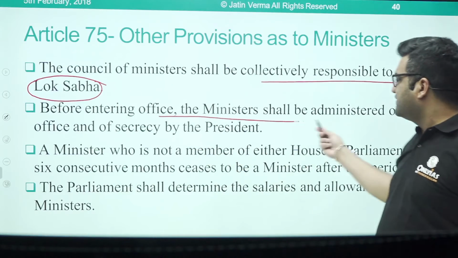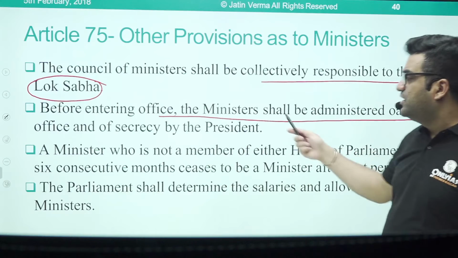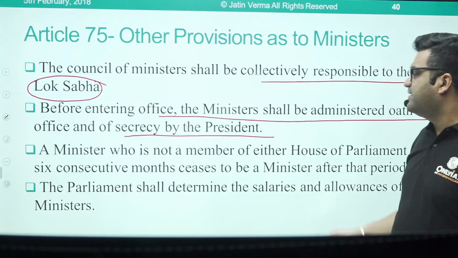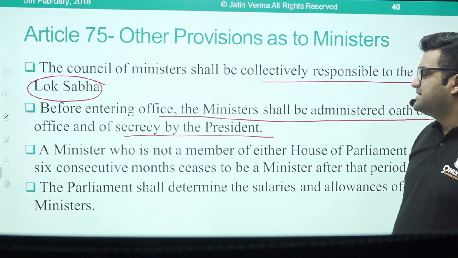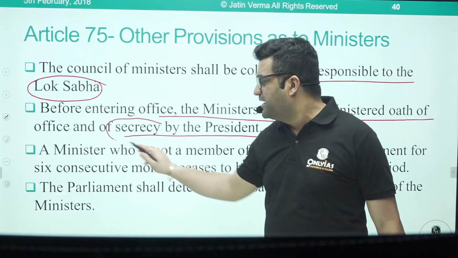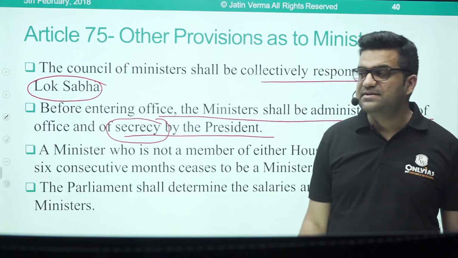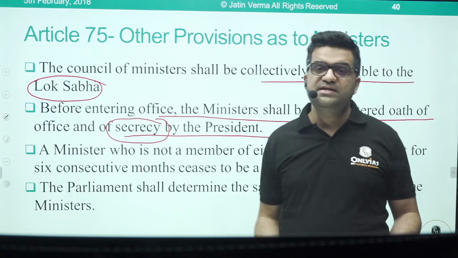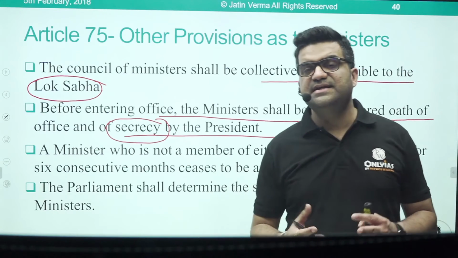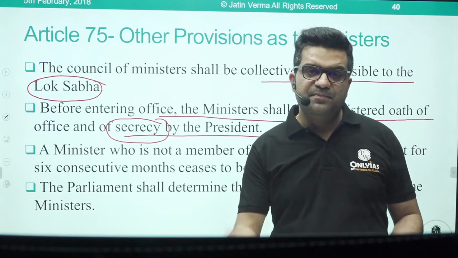Before entering the office, the ministers shall be administered the oath of office and the oath of secrecy by the president, that they should maintain secrecy. For example, if it is the finance minister, she should not divulge the details of the budget unless it is publicized.